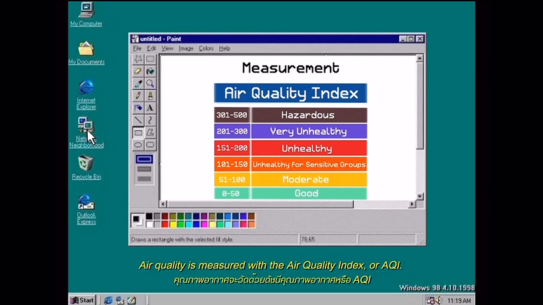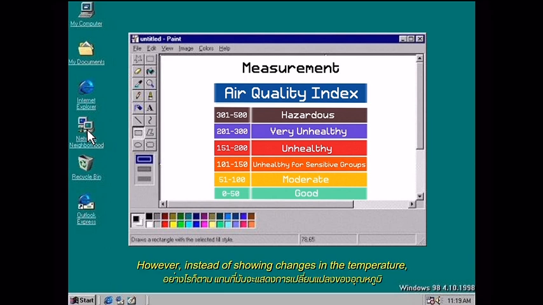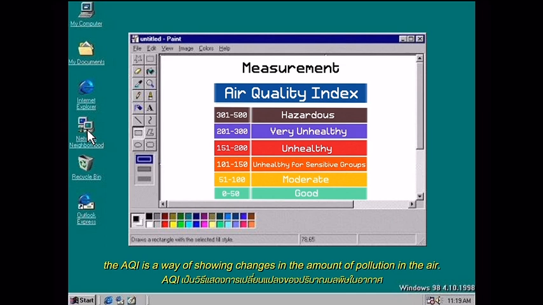Air quality is measured with the Air Quality Index, or AQI. The AQI works sort of like a thermometer that runs from 0 to 500 degrees. However, instead of showing changes in the temperature, the AQI is a way of showing changes in the amount of pollution in the air.